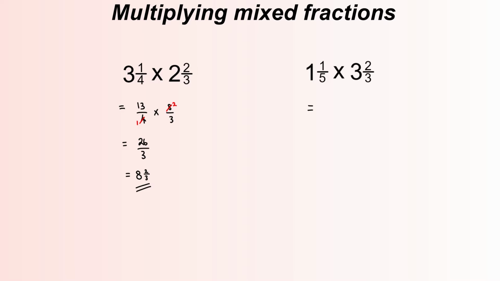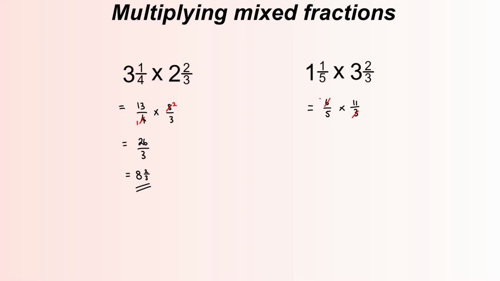So same thing again, we're going to convert them to top heavy first. 1 times 5 is 5. Add that onto the top would give us 6 over 5. 3 3s are 9. Add onto the top would be 11 over 3. This time, if we look across, we can see we've got a 6 here and a 3 here. We can cancel them down. They're both in the 3 times table.